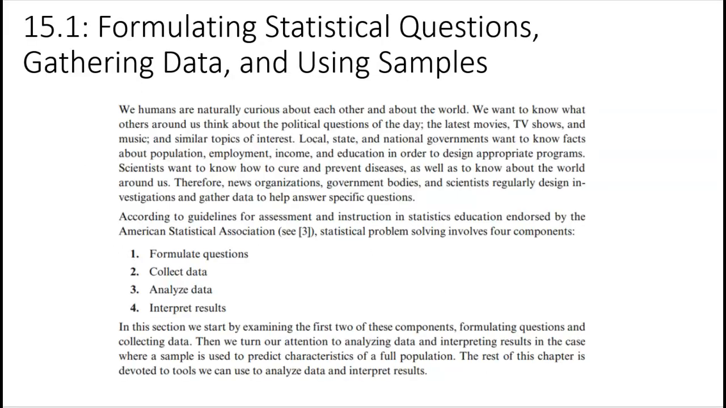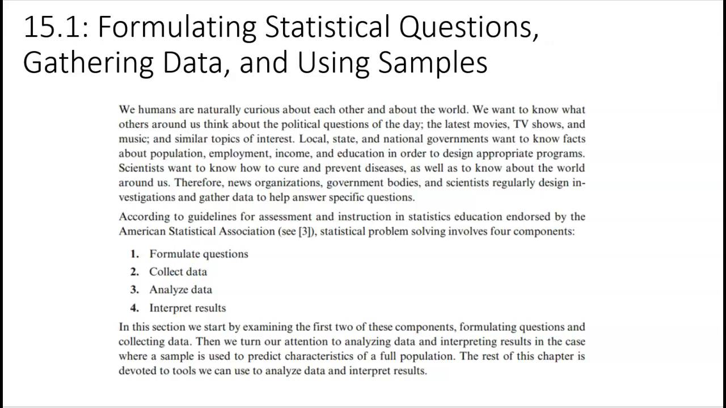So when we think about statistics, we can think about the fact that we are naturally curious about each other and the world, and we want to know what others around us think about maybe what TV shows they're watching, music, political questions. Local, state, and national governments want to know facts about population, employment, income, education to design appropriate programs and make decisions. Scientists want to know how to cure and prevent diseases. Therefore, all of these organizations regularly design investigations and gather data to help answer specific questions.